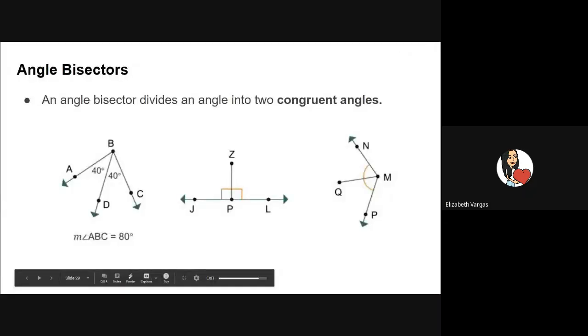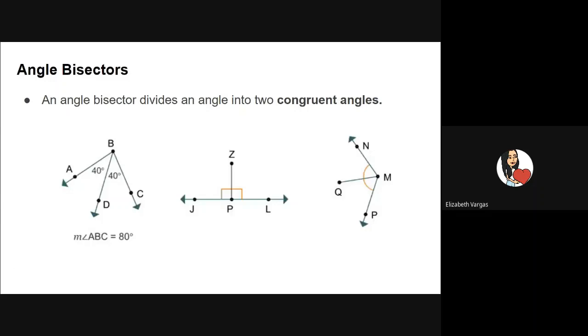So very much like we had a segment bisector, which cut a segment into two congruent halves, what we also have is an angle bisector. And an angle bisector also bisects an angle into two congruent angles. So say I had this entire angle, ABC, which was equal to 80 degrees. Well, if I added an angle bisector, that angle bisector would cut that angle into two congruent halves. So 80 divided by 2 is 40, so this half would be 40 and this half would be 40.